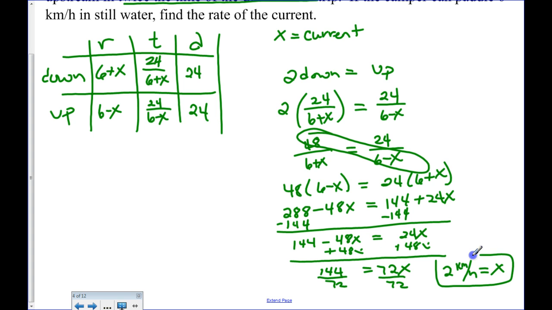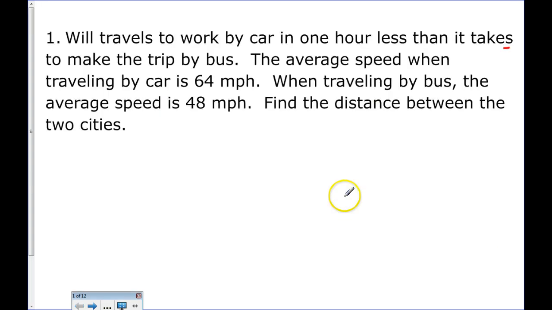Okay, Will travels to work by car, in 1 hour less than it takes to make the trip by bus. The average speed when traveling by car is 64 miles per hour, and when traveling by bus, the average speed is 48 miles per hour. Find the distance between the two cities.